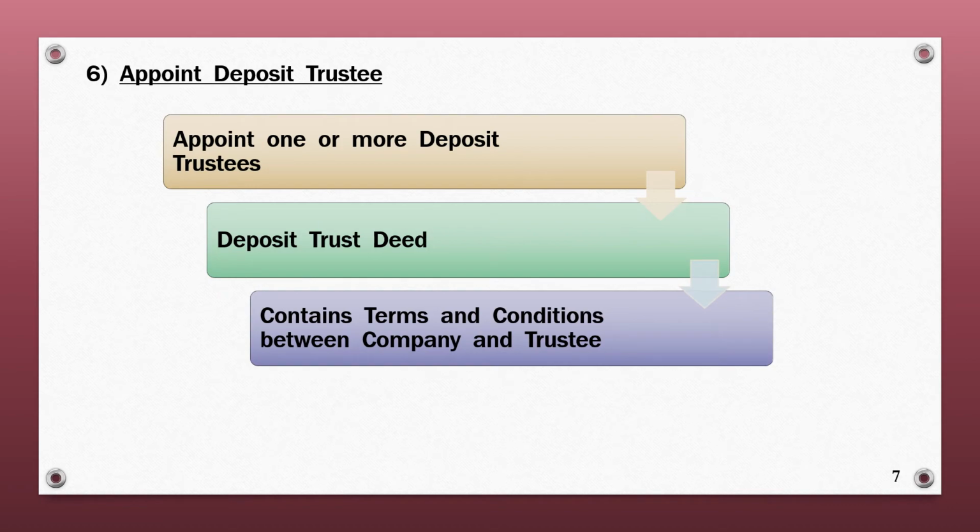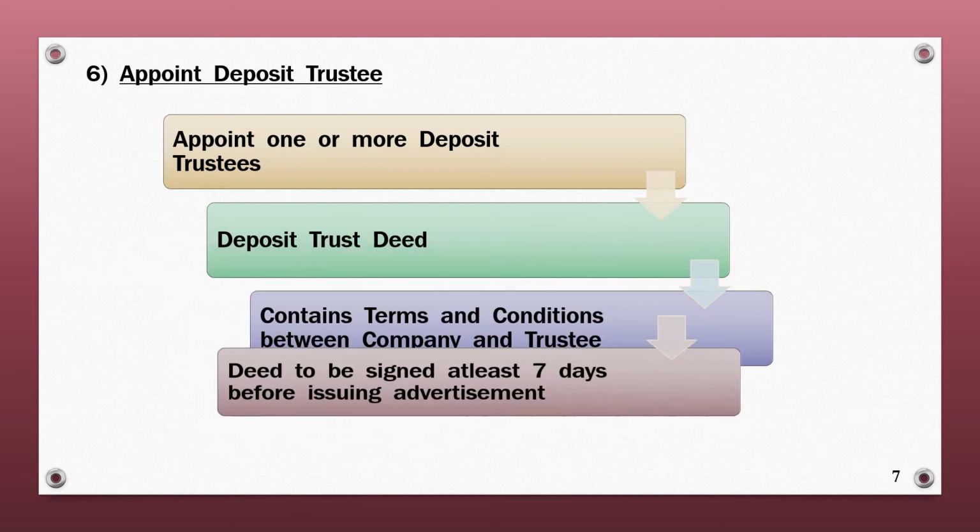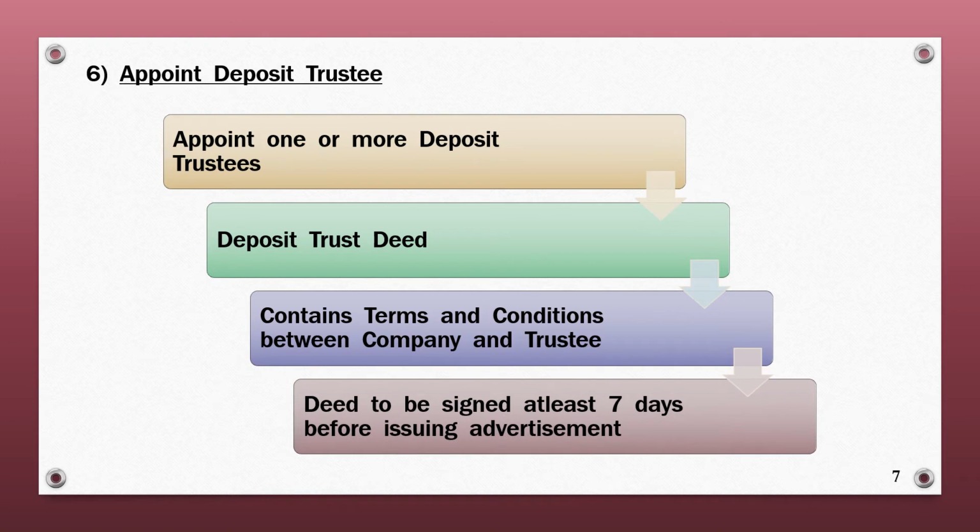This deposit trust deed contains terms and conditions which are decided between the company and the deposit trustees. Lastly, the deposit trust deed needs to be signed at least 7 days before issuing the advertisement to the public. Without being signed, it does not have any validity.